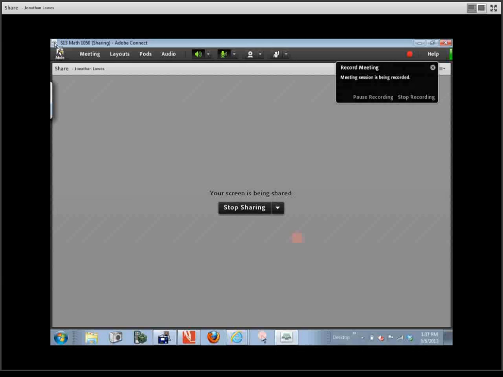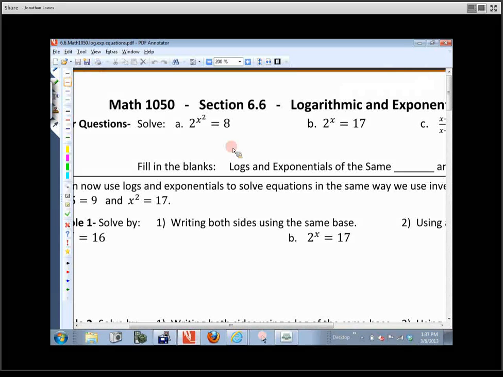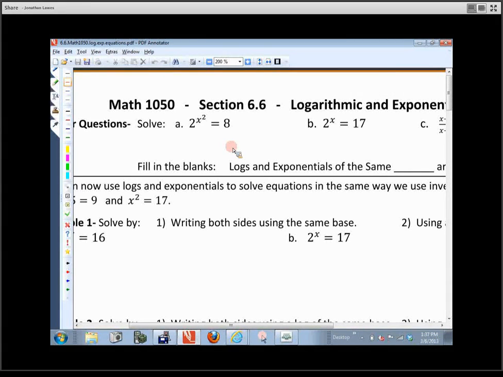Okay, so this next section is on logarithmic and exponential equations. You've already seen some logarithmic and some exponential equations, but a few of these are going to get kind of interesting. On the starter question, it says solve each one of these.